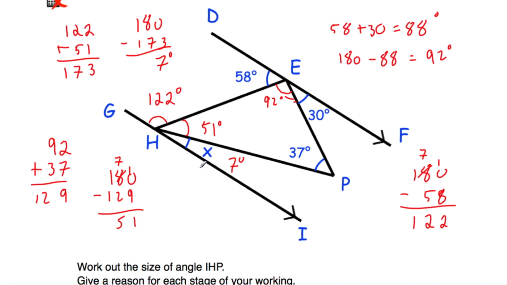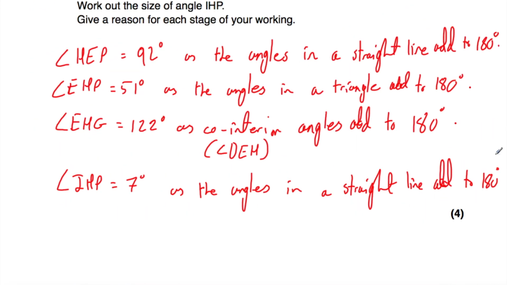So let's explain that. The angles on a straight line add together to be 180 degrees, and that's how we found that X was 7 degrees. And that's it. I've just explained that angle IHP is equal to 7 degrees as the angles in a straight line add together to be 180 degrees. And that's it. Okay, let's have a look at our next question.